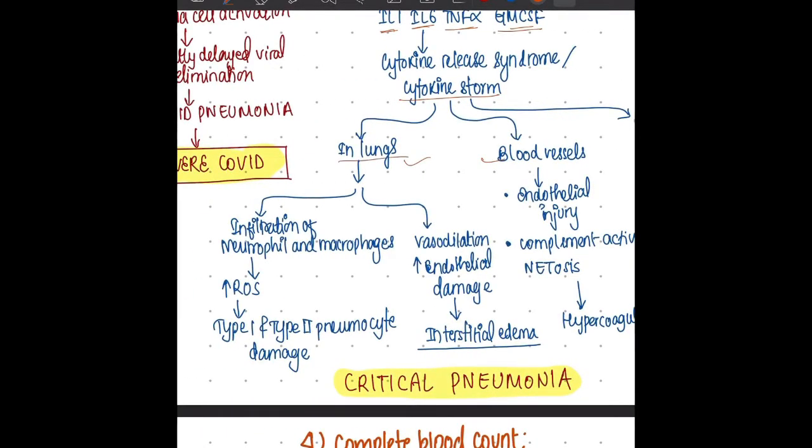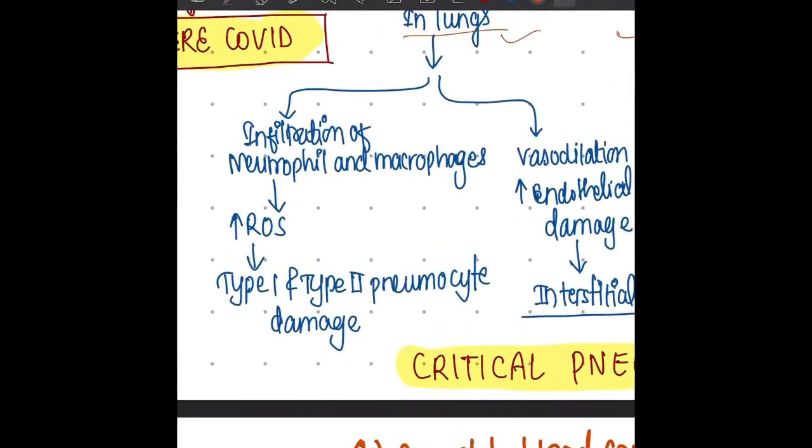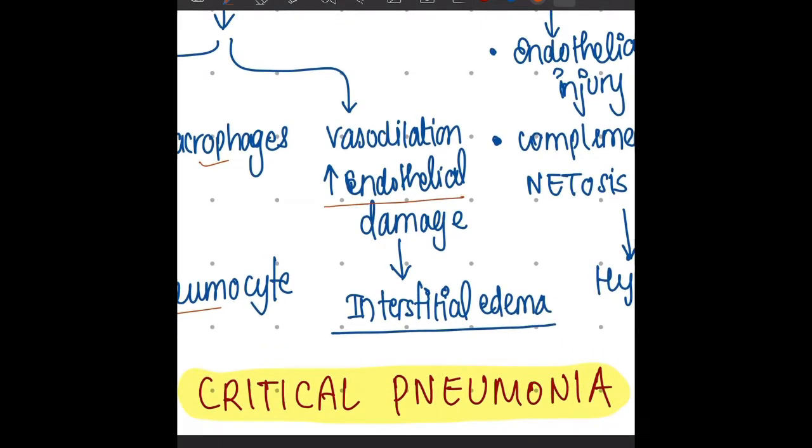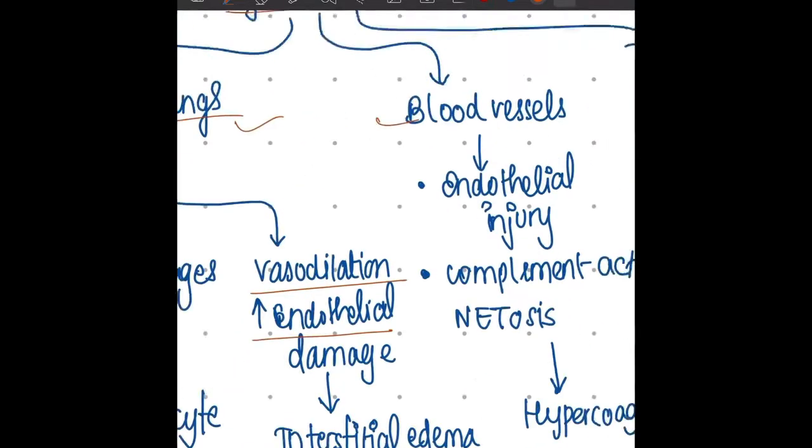So what happens in the lung is that once again it is going to cause infiltration of neutrophils and macrophages, which are going to cause an increase in reactive oxygen species, which cause damage to both type 1 and type 2 pneumocytes, ultimately leading to ARDS. Within the blood vessels of the lung parenchyma, there is going to be endothelial damage as well as vasodilation. So there is going to be interstitial edema followed by alveolar edema.